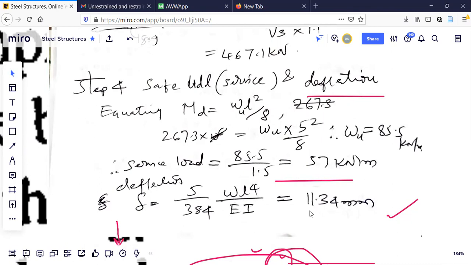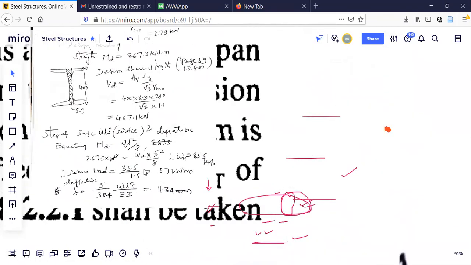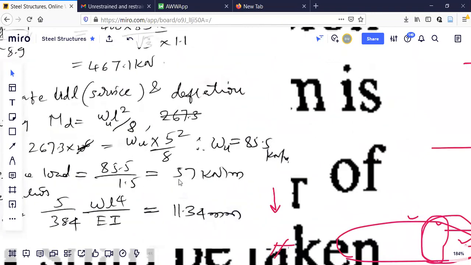So finally 11.34. I have not said whether it is accepted or not, because there is one formula, span by 300 or something like that. This is the actual deflection. Permissible deflection can be L by 300 and so on. That value should be higher than this. Otherwise, it is unsafe in deflection. So this is the end of your one revision.